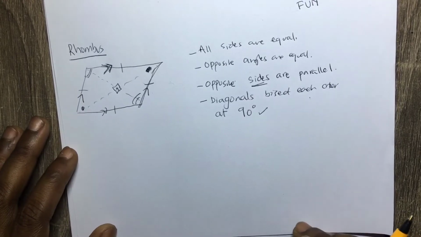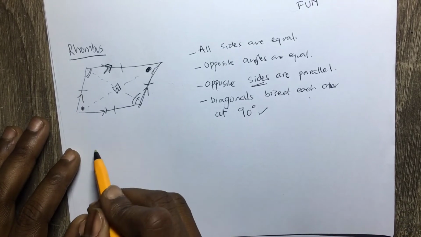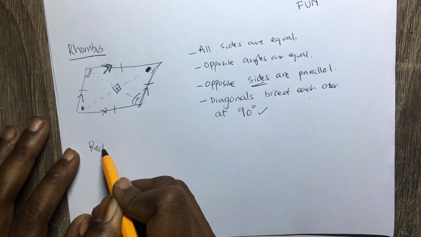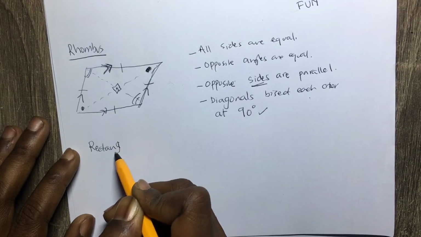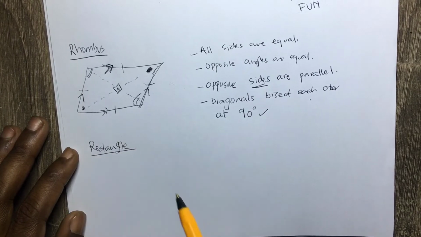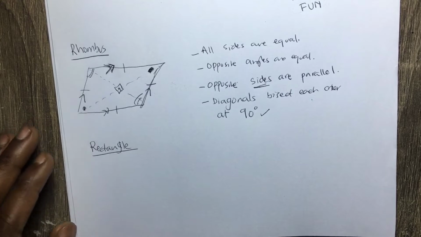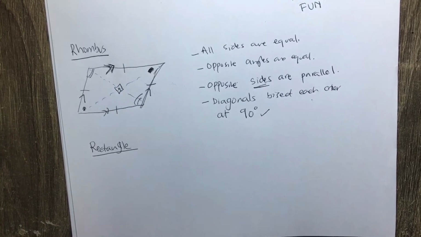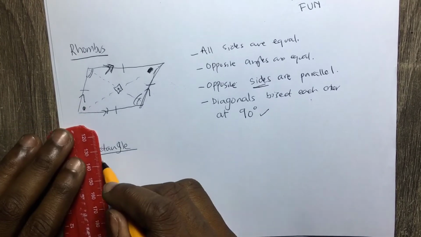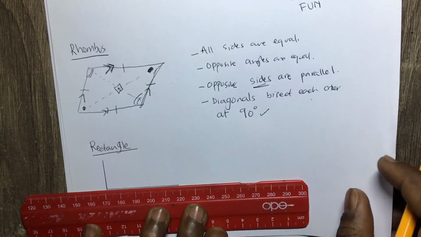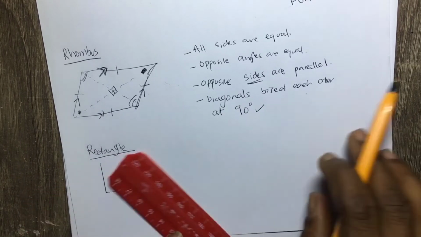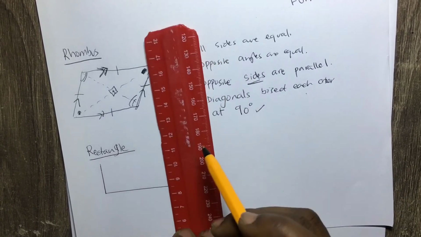A rectangle. Let me try to draw it there. Rectangle. What do you know about the rectangle? So if you're in grade 8 or 9, you should know what a rectangle is. A rectangle is something like this. Yeah, I'm using a ruler now. I hope you can see.